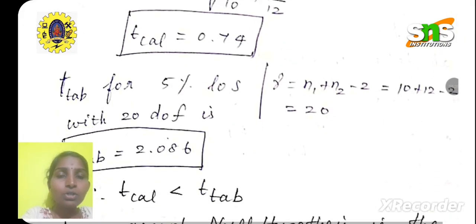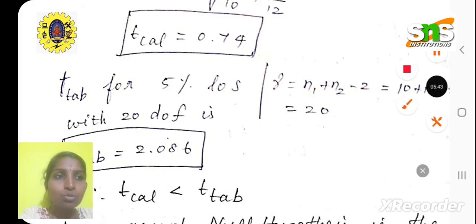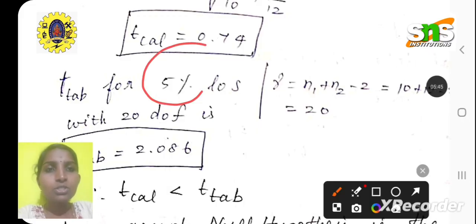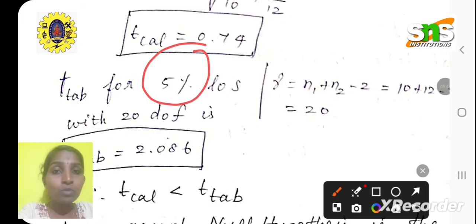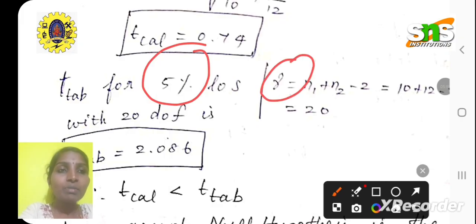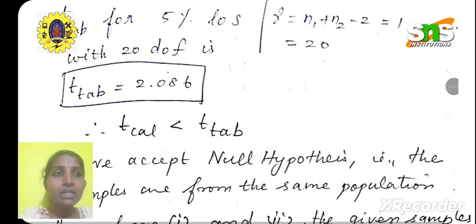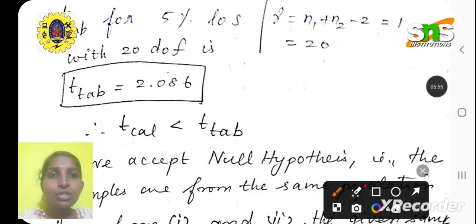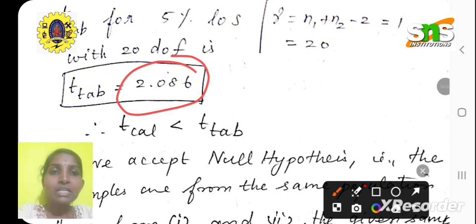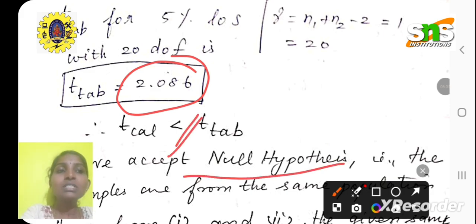Later on, for the t table value, we will fix the level of significance to be 5%, and here we have only one degree of freedom, which is n1 plus n2 minus 2, which is 20. So as per the table, we note that the t table value is 2.086. So what do we infer now? T calculated is less than the t tabulated value. Therefore, we accept the null hypothesis here also.